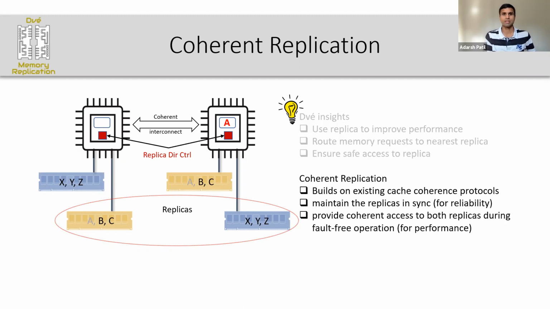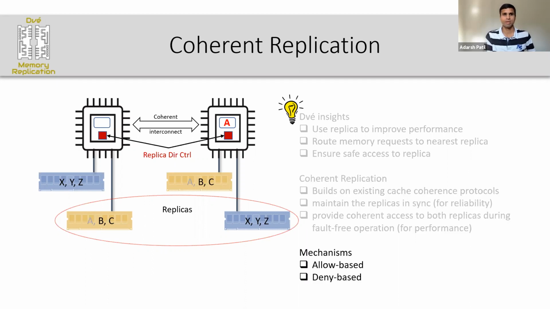DWAY introduces this technique that we call coherent replication. It builds hierarchically on top of any existing cache coherence protocols. It maintains the replicas in sync as required for reliability and also provides coherent access to both of the replicas during the common case fault-free operation, thereby improving performance. DWAY proposes two families of protocols to achieve coherent replication. They vary based on how replica permissions are acquired. An allow-based protocol, which is a lazy or pessimistic scheme, pulls permissions on access, and a deny-based protocol, which is an aggressive or optimistic scheme, pushes the deny permissions.